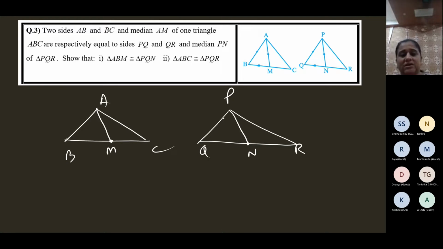Altitude means right angle. Median means midpoint. M is the midpoint of BC, N is the midpoint of QR because AM and PN are the medians. Okay, so AB is equal to PQ, the full side BC is equal to the side QR, and the median AM is equal to the median PN. Now, how do we show that these two triangles are congruent? ABM and PQN.